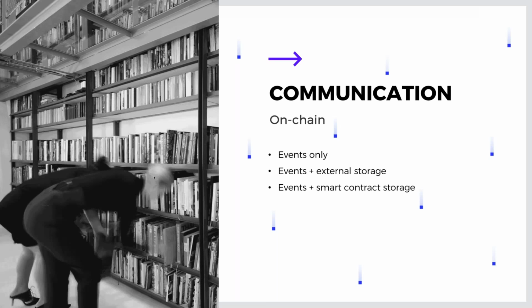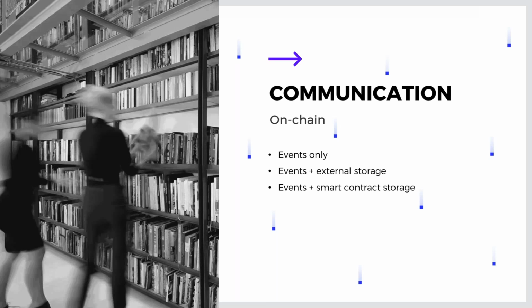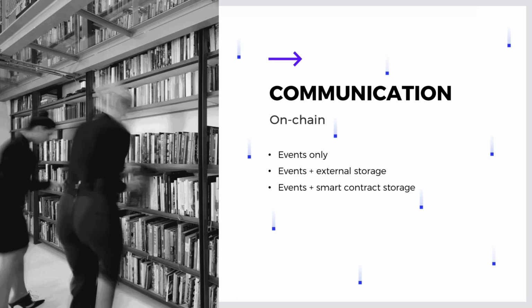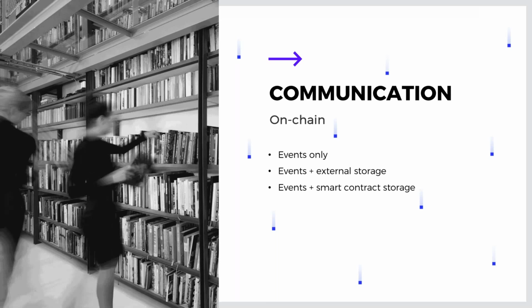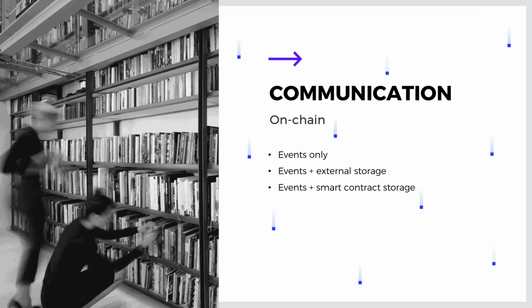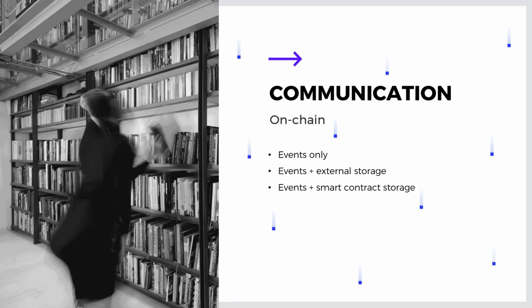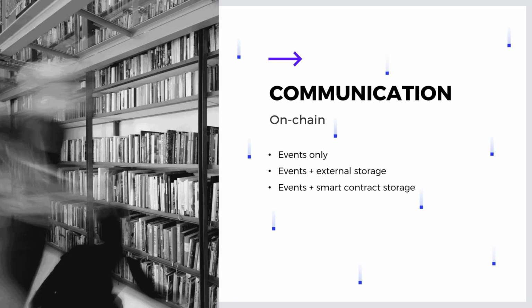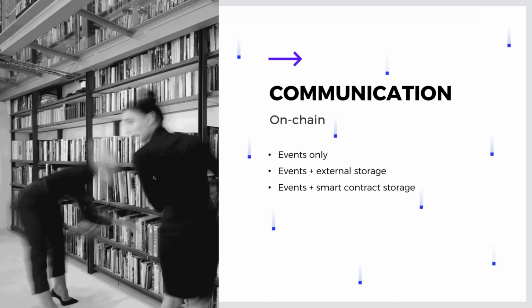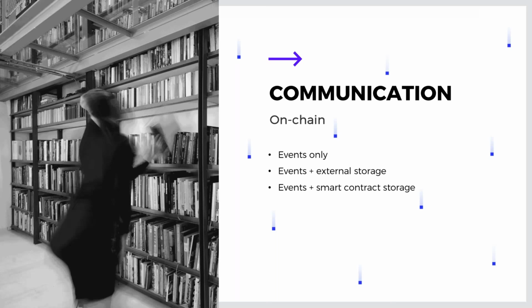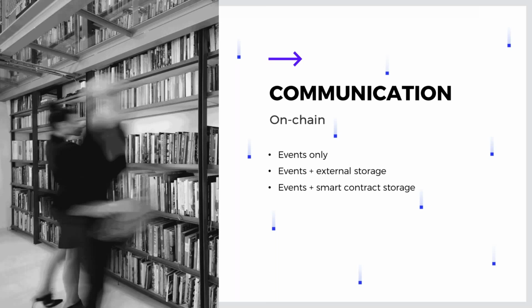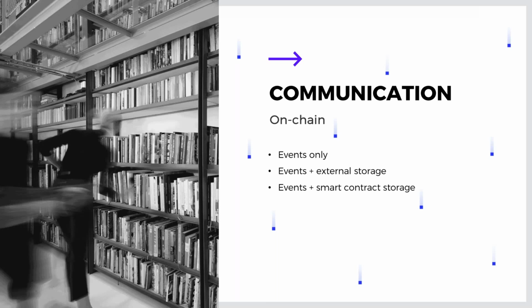Okay, so the second part is the communication. We have two variations for that: the on-chain one and the off-chain one. On-chain is essentially using the smart contract storage to keep the place and to represent those transactions. We have a couple of variations here. We can use only events, events plus external storage, or smart contract storage. It's always about the trade-off between the complexity and the gas price, essentially.